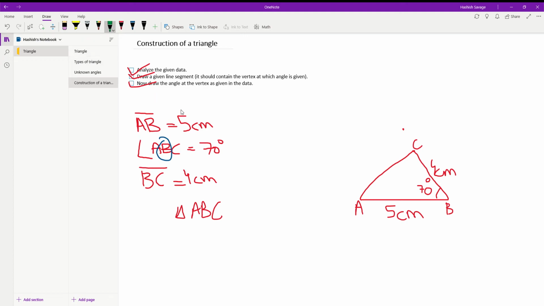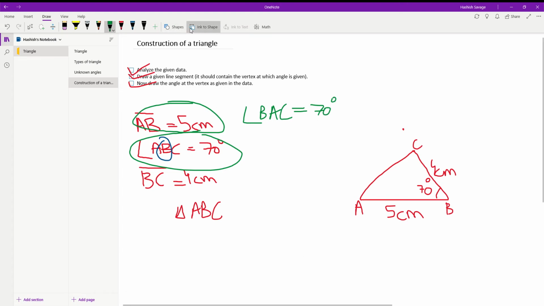So questions can come across like this, as well as questions in which only one of the sides is given. For example, let's say this side is working and this side is working, and there's another angle given, that is the angle BAC, which is also equal to 70 degrees. So now again, you need to draw a line. You have only one line now, as these blue encircled values are working now. So you need to draw a line which is 5 centimeter long. So this is 5 centimeter.